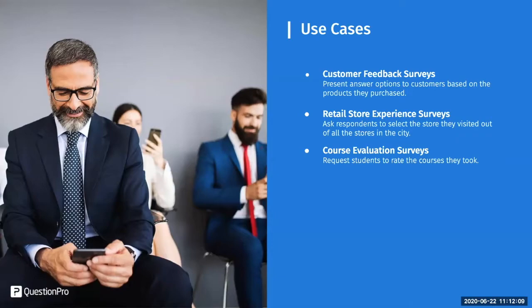Retail store experience, so ask respondents to select the store they visited, and then out of all the stores, maybe in a city, you can narrow in and ask those follow-up questions to those people that selected the stores that they visited. We see it a lot in course evaluation surveys as well, where you can request students to rate the courses that they took. So again, which of the following courses have you taken? And then based on that, you can ask the follow-up extraction logic. If you're not familiar with it, typically it's based on a multiple select question type.